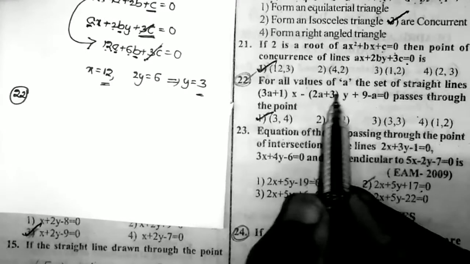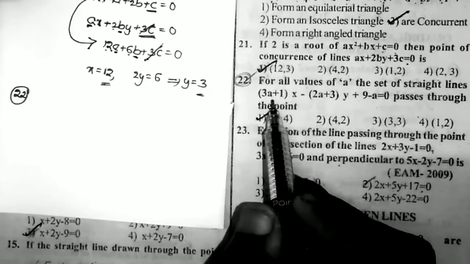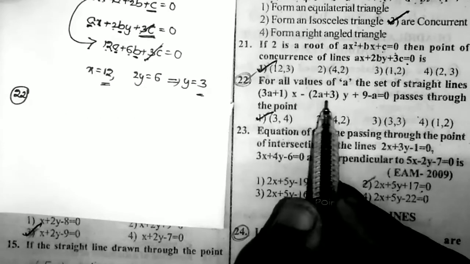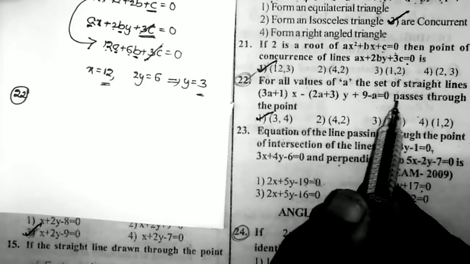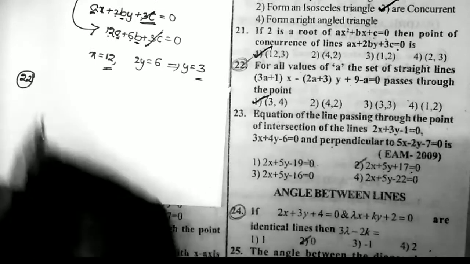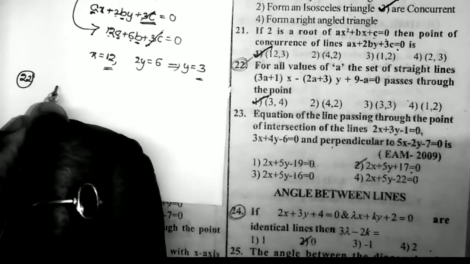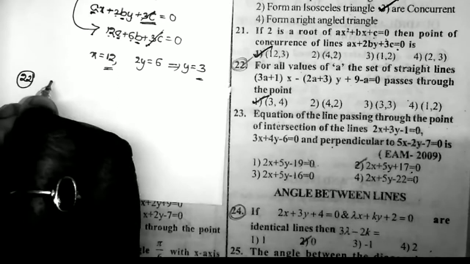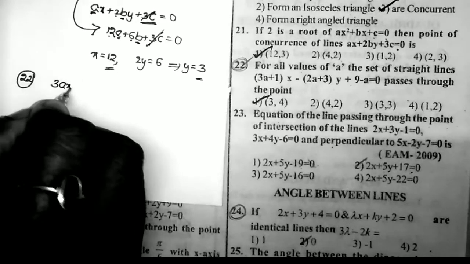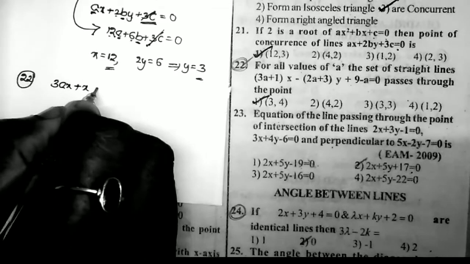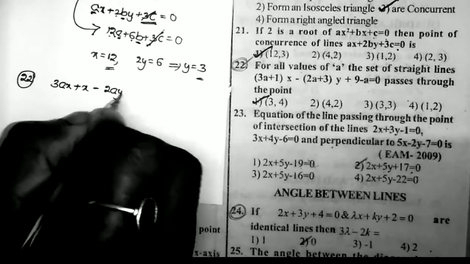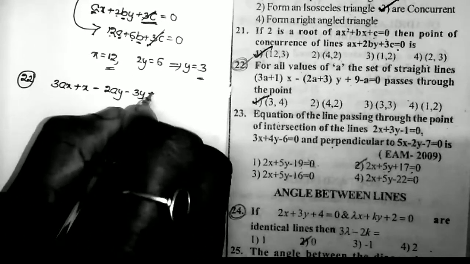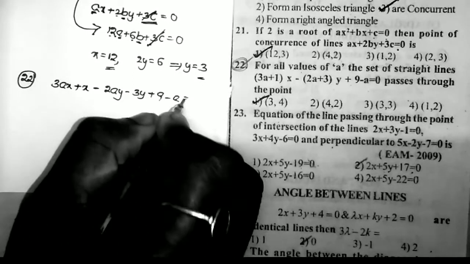Sum number 22. For all values of a, the set of straight lines (3a plus 1)x minus (2a plus 3)y plus (9 minus a) is equal to 0 passes through the point. So here one equation is given. First I write the given equation and multiply out the values. The first values: 3ax plus x. The next two values: minus 2ay minus 3y. The next two values: plus 9 minus a is equal to 0.